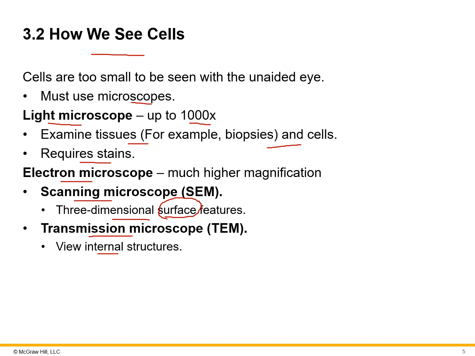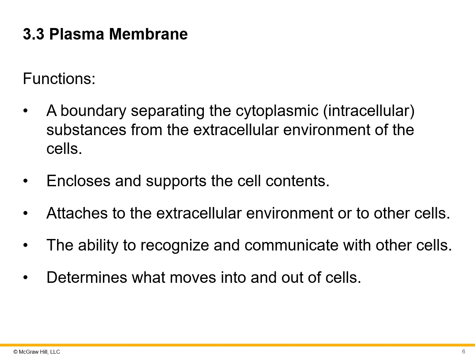Now again, back to our plasma membrane. As far as functions, as we mentioned, this is the boundary that separates the inside and outside, or intracellular versus extracellular environment. So it encloses and supports the contents of our cells. It also attaches to our extracellular environment. So if we're forming tissues where cells are coming together, that membrane helps attach.